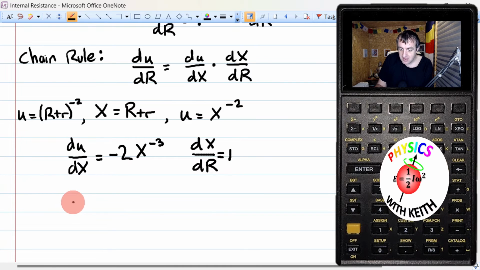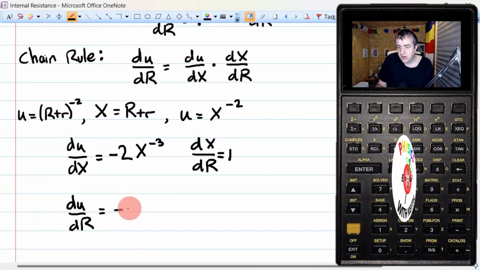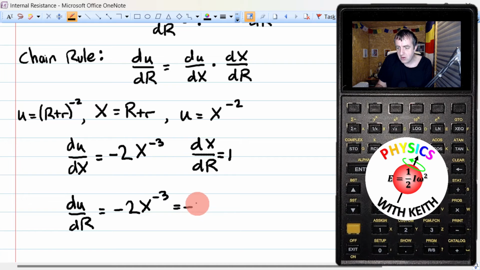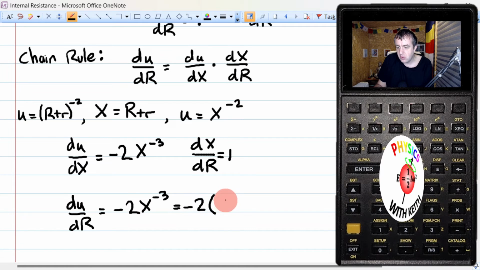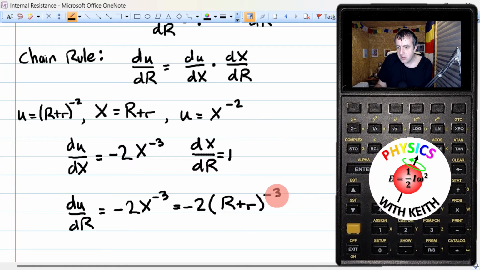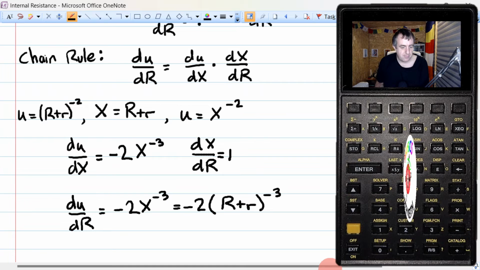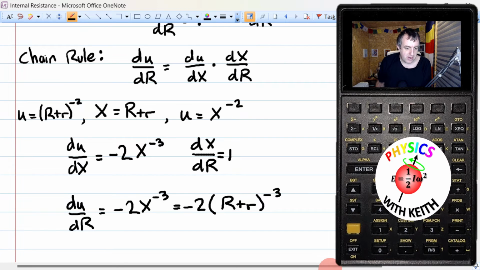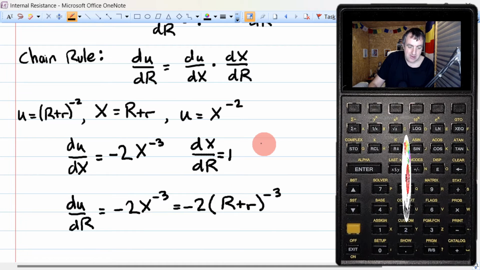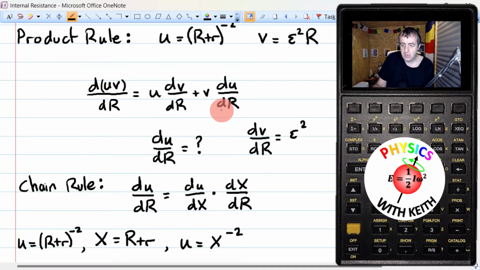So I can now multiply these together. Well, that's very easy. So du by dr is going to be equal to minus 2 times x to the minus 3. Well, I'm not going to call it x, I'm going to call it r plus little r to the minus 3. So it looks a bit like that. Lovely. Hope I've got that right. So we can now use that in the product rule from before.